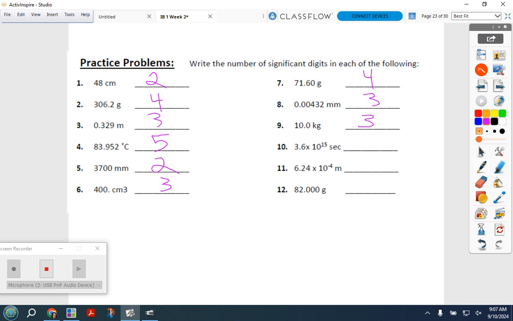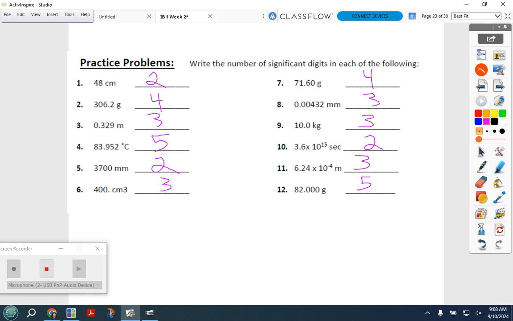Yep. So in scientific notation, you're only looking at the coefficient for your sig figs. You're not looking at the exponent. That just tells you what the place value is. Okay, so only the things before the x. But anything in scientific notation, everything before the times 10 is significant because of the way it's written. Okay, so Camilla, how about number 11? Good. And Adonius, how about number 12? 5, yes. All of these zeros are after the decimal place, so they are, in fact, all significant.